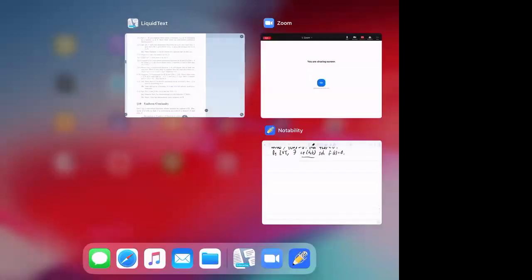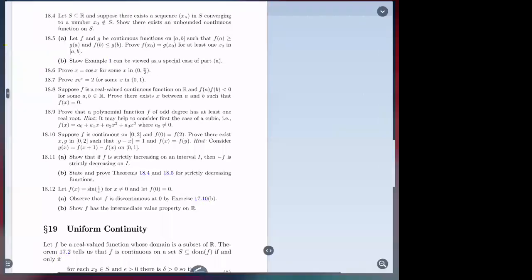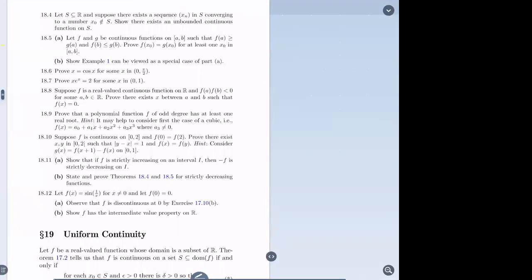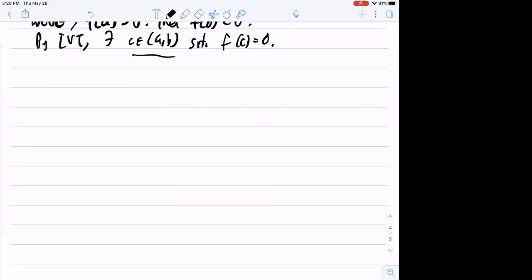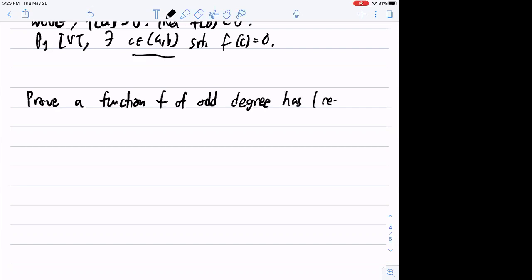Okay, let's move on. Prove a polynomial function f of odd degree has at least one real root. Basically, show there exists C such that f of C is 0. Same game plan: find a value above 0, find a value below 0.